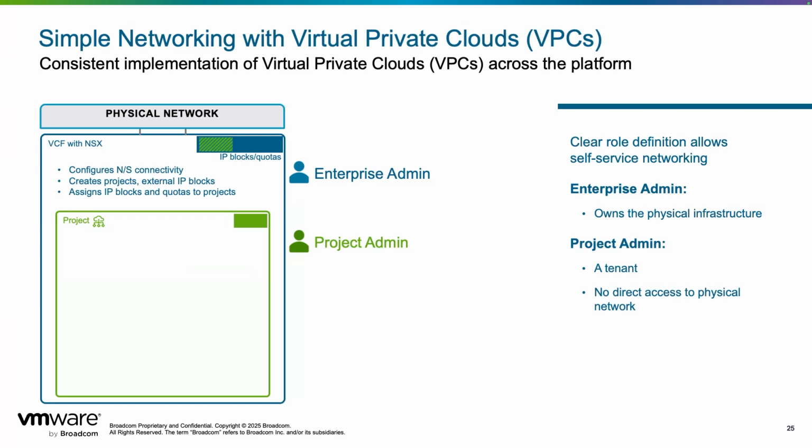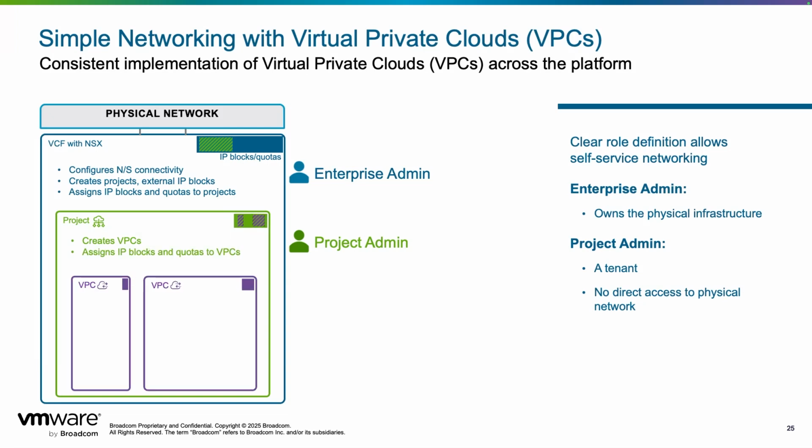Next, the project admin steps in to manage the resources delegated by the enterprise admin, but without direct access to the physical infrastructure. The project admin is responsible for creating and managing VPCs, which represent the second level of tenancy. They also allocate resources such as IP pools and apply quotas to individual VPCs.